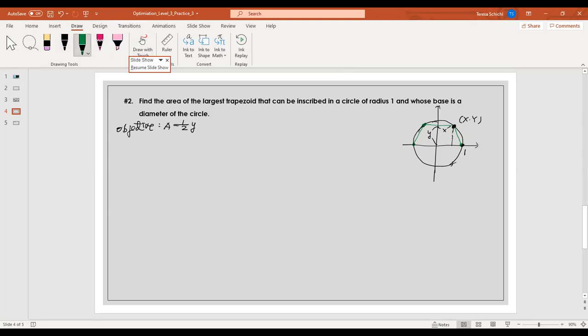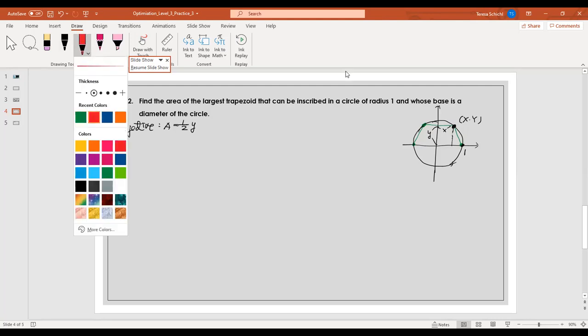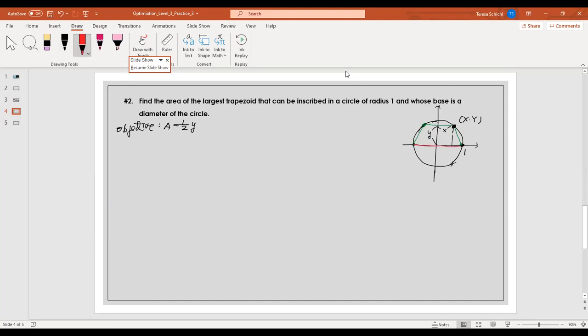Let's use a different color. This is one base of the trapezoid, and this is the other base. So the area is 1/2 the height times the top base plus the bottom base. Here the bottom base is 2, and the top base is x plus x, which is 2x. We can simplify this, so it will just be y times 1 plus x. So what do we want to do here? We want to maximize this again. Now let's find our constraints to see what we have.